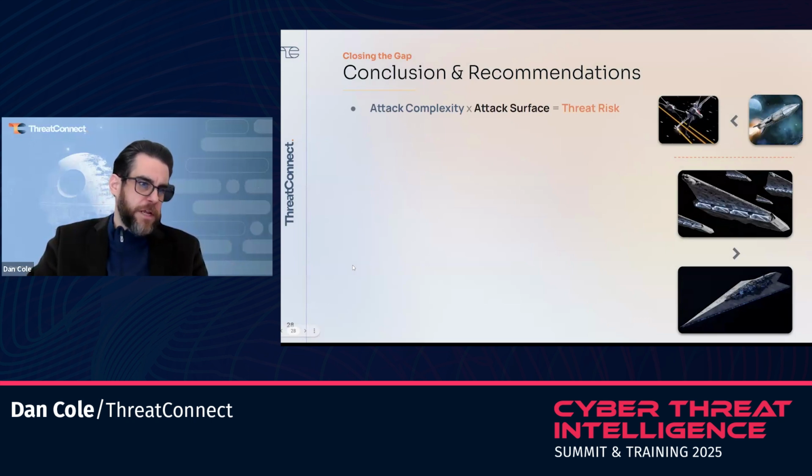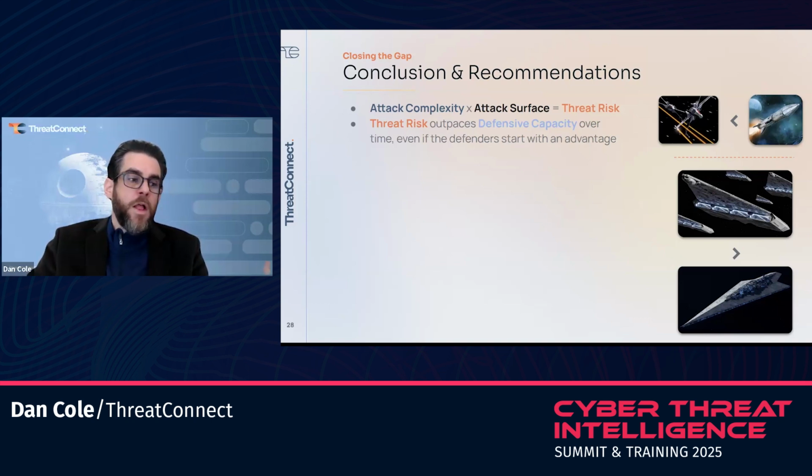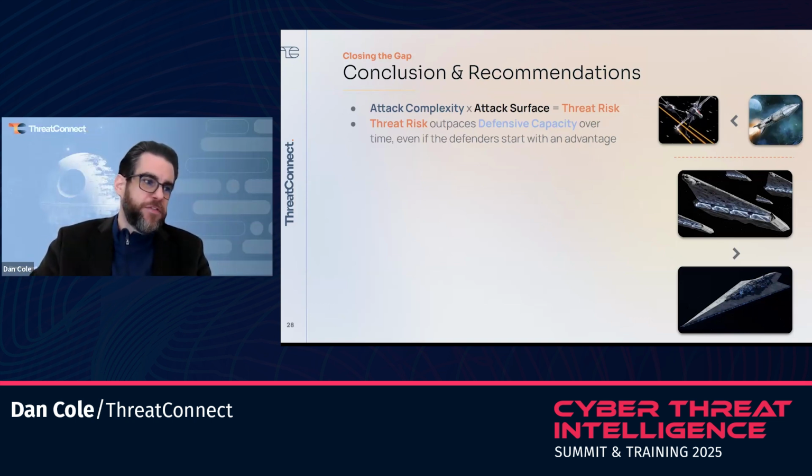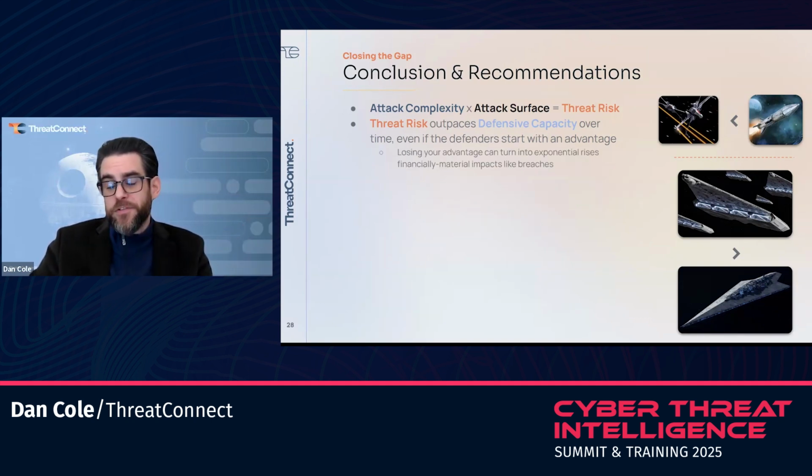So finally, conclusions and recommendations. Attack complexity times attack surface is proportional to threat risk. Threat risk over time is pretty much always going to outpace defensive capacity, even if you start with a defender advantage. And the problem is that losing that advantage can turn into exponential rises in financially material impacts like breaches, where you're dealing with lawsuits, PR, downtime, etc.